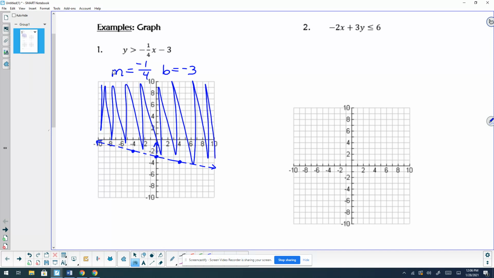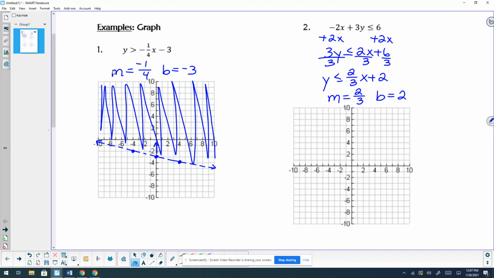On to number 2. Number 2 is not in the correct form, so I need to solve for y, meaning I need to add 2x first to both sides. 3y is less than or equal to 2x plus 6. Divide everything by 3. So y is less than or equal to 2 over 3x plus 2. So my slope is 2 over 3, and my y-intercept, or my b, is positive 2.